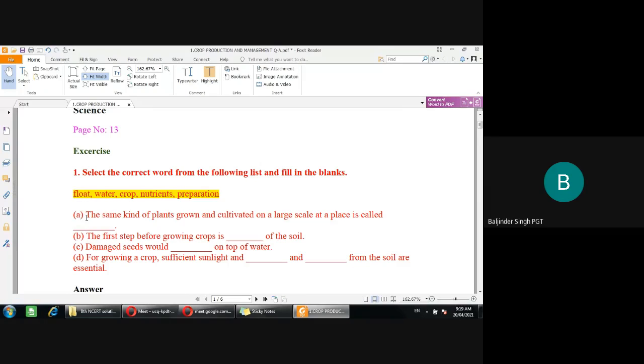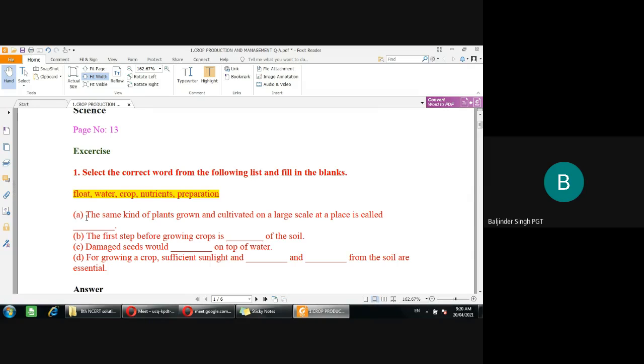Answer is right. कि जो सेम काइंड ऑफ प्लांट हम ग्रो करते हैं ऑन अ पीस ऑफ लैंड, इट इज कॉल्ड एज ए क्रॉप. Similarly, look at question number 2, B part. The first step before growing a crop is dash of the soil. Preparation. So before growing a crop, we should prepare the soil.